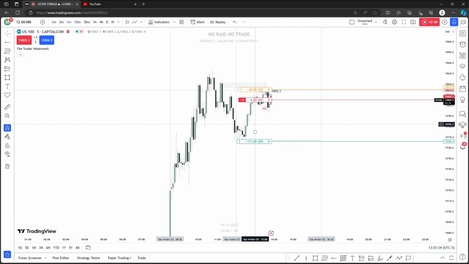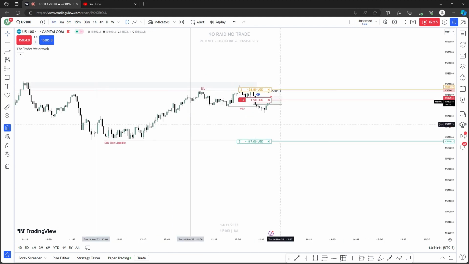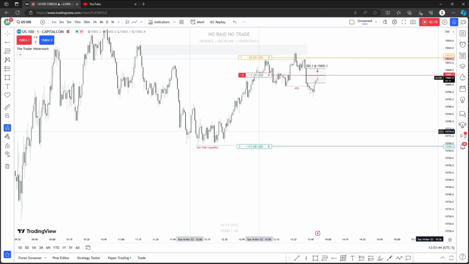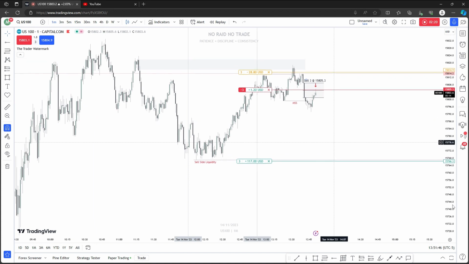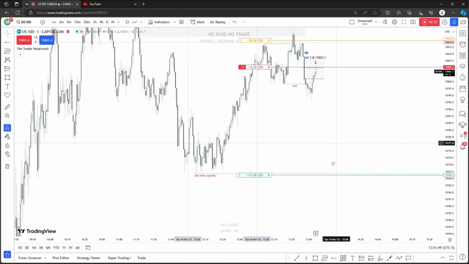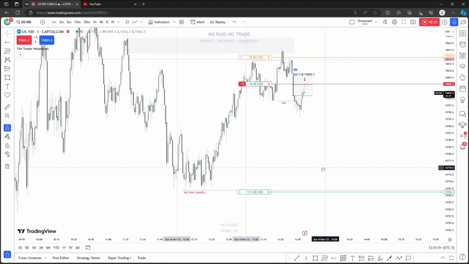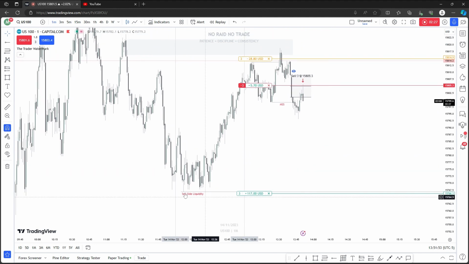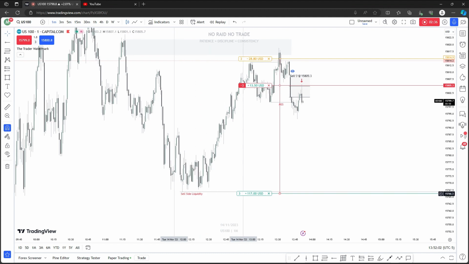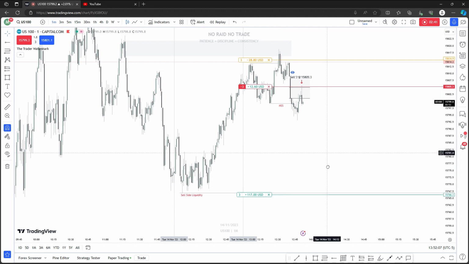Heading down to the 1 minute so that I can explain what I saw. Looking at it on the 1 minute, if you take a look at the sell side liquidity here within the lunch hour, we do have equal lows there. That means there's liquidity right beneath that, and that would be a good place to put my take profit.